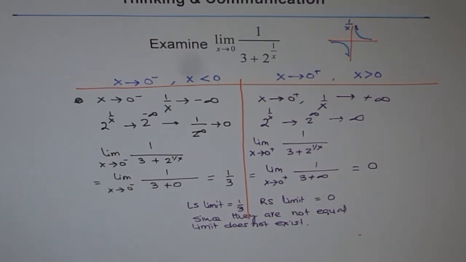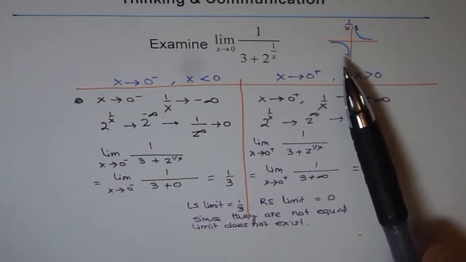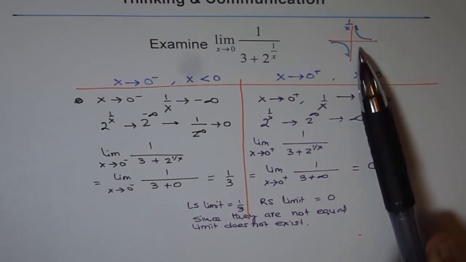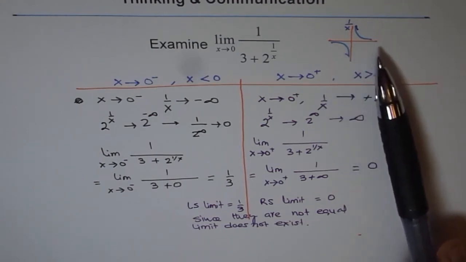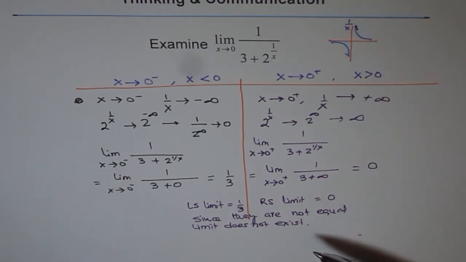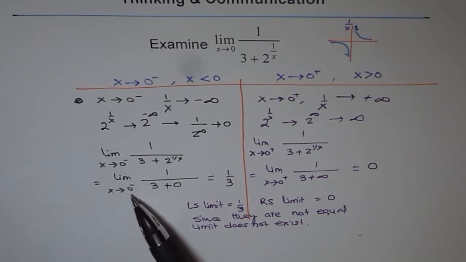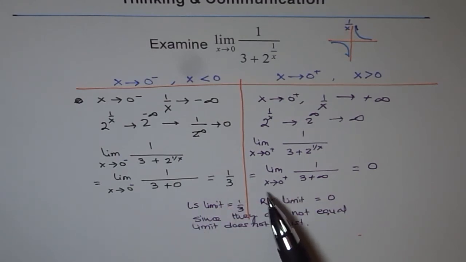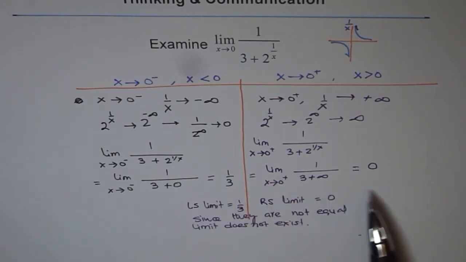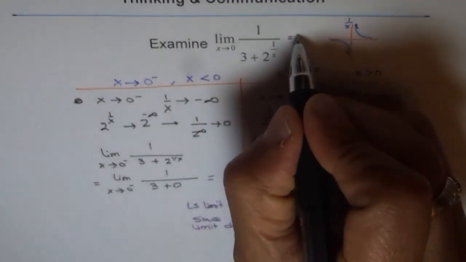So don't forget to communicate at each step what you're trying to do. Examine your function as x approaches 0 from the negative side and from the positive side. Negative side, I mean left side, and positive side means right side. And show your work. Correct? We saw that when x approaches from the negative side, that means x approaches 0 minus, the limit is 1 over 3. But when x approaches 0 plus, the limit is 0. Since both the limits are different, they are not the same, the limit of the function does not exist at x equals 0, right? So this function's limit does not exist.